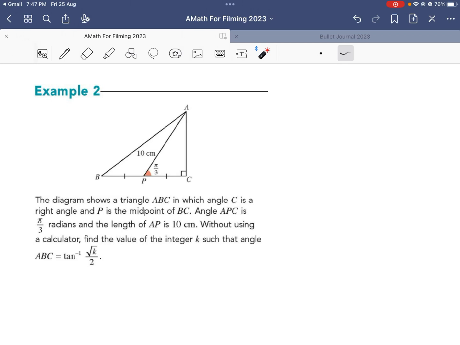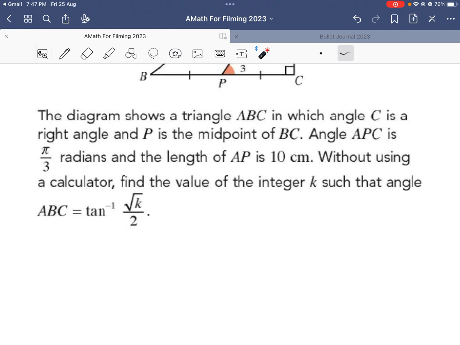Without using a calculator, find the value of the integer k such that angle ABC is equal to inverse tangent of root k over 2. So basically it is this, don't worry, it looks a bit fiddly. Inverse tangent of root k over 2 simply means that they want you to find tangent of angle ABC is equal to root k over 2. So as such, what they want you to find is tangent of angle ABC. So that's how I dissect this question.